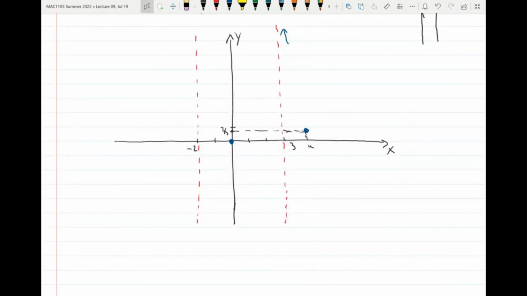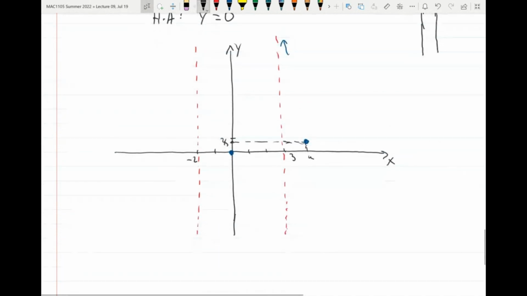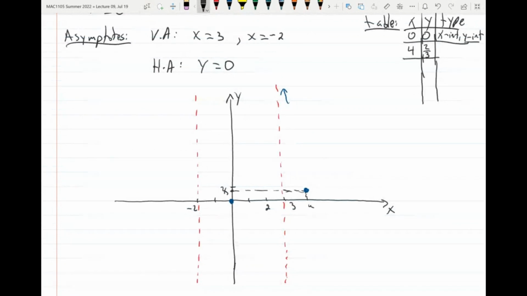Okay, so on the other side, which one is it? So let's see, let's pick a 2. So what do we get? Negative 1/2. Okay, so that means here, negative 1/2. Right.